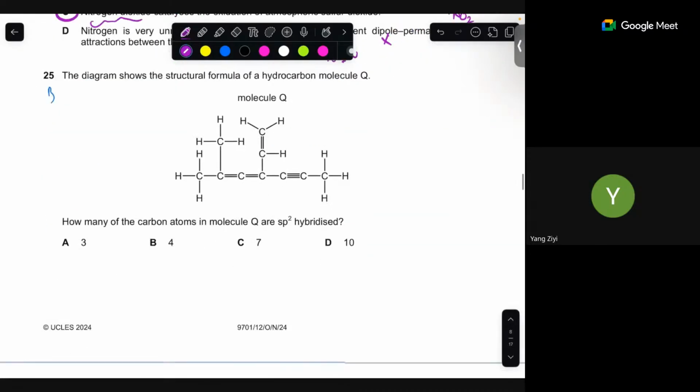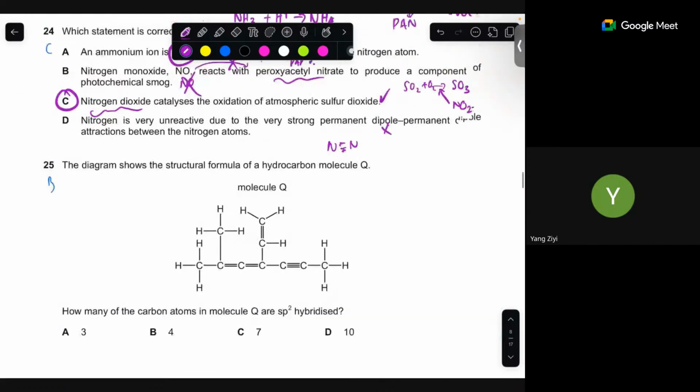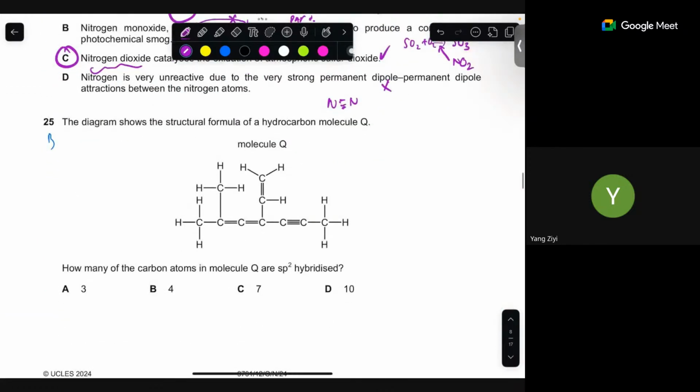25. Okay, now we are going to go into the organic compounds here. Now, 25, the diagram shows the structural formula of hydrocarbon molecule Q. How many carbon atoms in Q are sp2 hybridized? Sp2 hybridized is 1s, 2p, so total 3 orbitals. It means they must form 3 bonds. So here 4 bonds, cannot. 1, 2, 3. The double bond is not counted. So 1. This is 2.